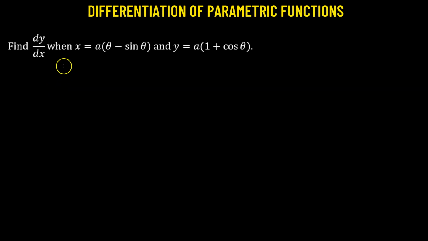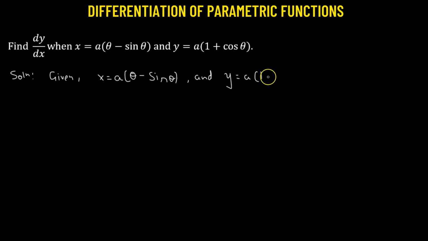We need to obtain the value of the derivative of y with respect to x whenever x and y are given in parametric form. That means x and y are both dependent upon the parameter theta. So let's begin with whatever we are provided with. Here we are given the function x, which is a multiplied by theta minus sine theta, and y, which is given by a multiplied by 1 plus cosine theta.